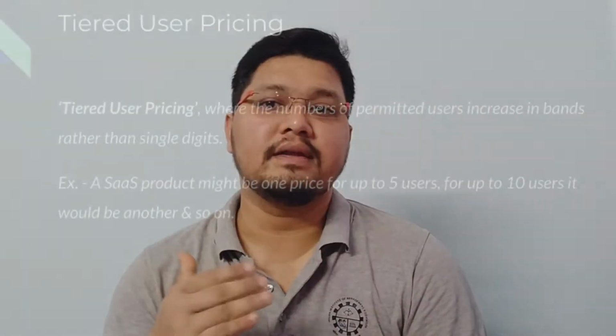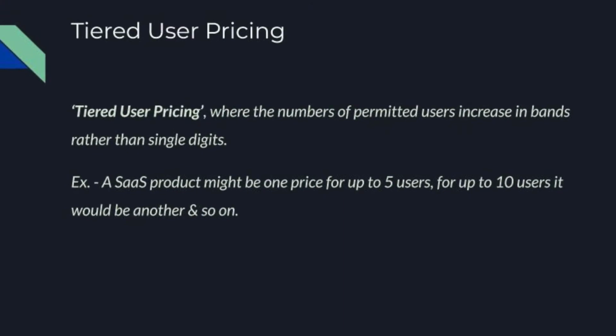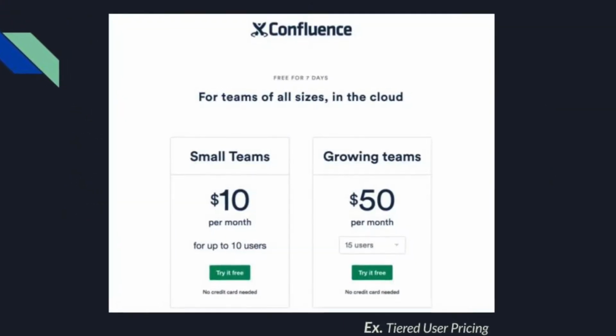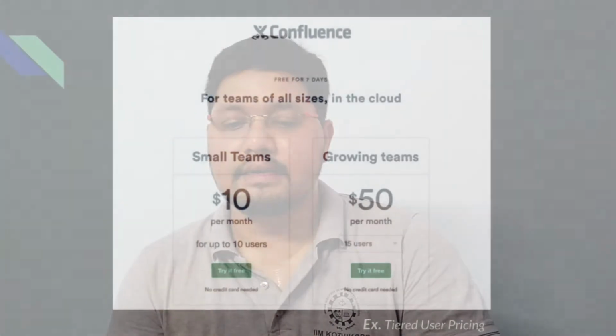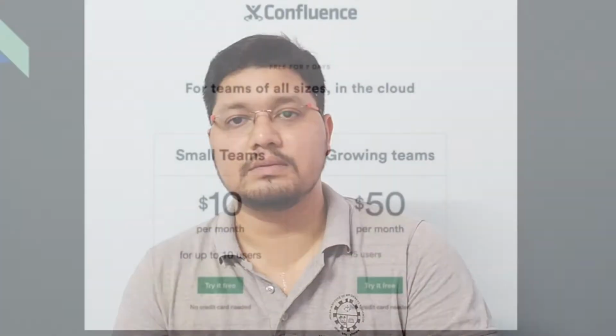Tiered user pricing, where the number of permitted users increases in bands rather than in single digits. A SaaS product might have one price for up to 5 users. For up to 10 users, the price would be another, and so on. Here you can see Confluence, their pricing for 10 users is one, and if you increase the number of users in bands, the pricing would be different, and so on likewise.